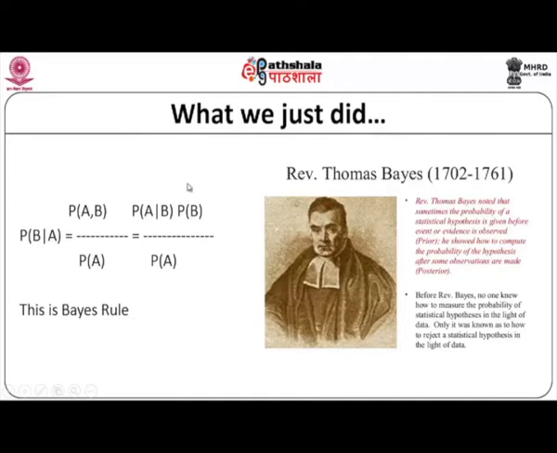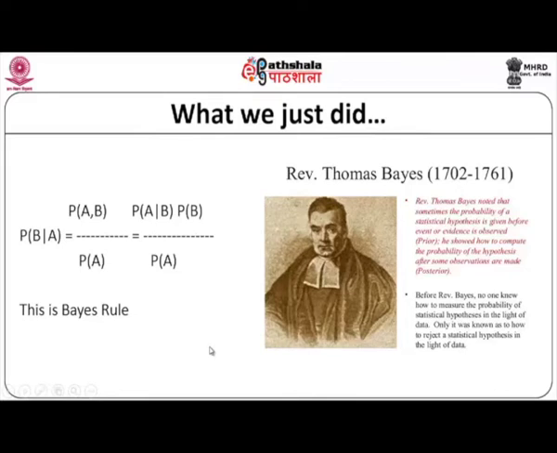Whatever we did till now is associated with Thomas Bayes. Thomas Bayes gave this rule or theorem, which is called the Bayes theorem. It is famously called Bayes rule. What exactly this Bayes rule states is: probability of B given A is equal to probability of A given B multiplied by probability of B divided by probability of A.